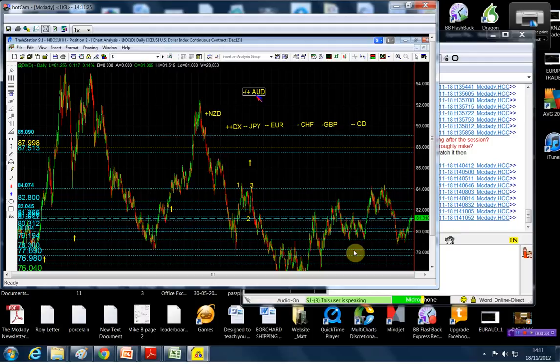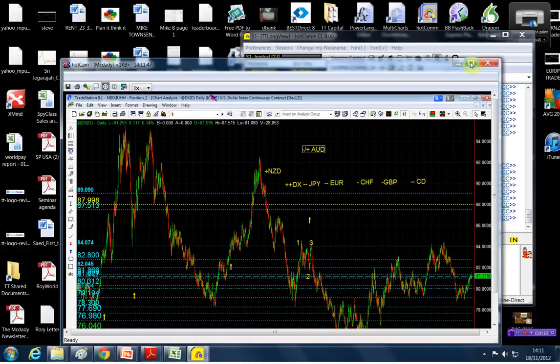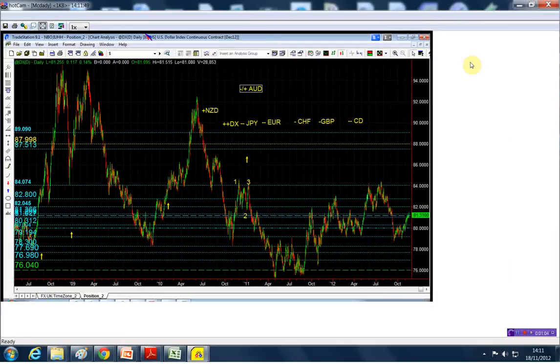So this is going to be the last one I'm going to take with the dollar, because the Aussie is kind of strong and the dollar is kind of strong. So they will be the last two pairs to look at unless I have a good signal.